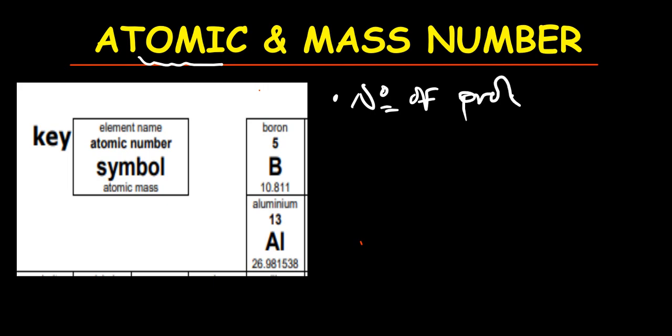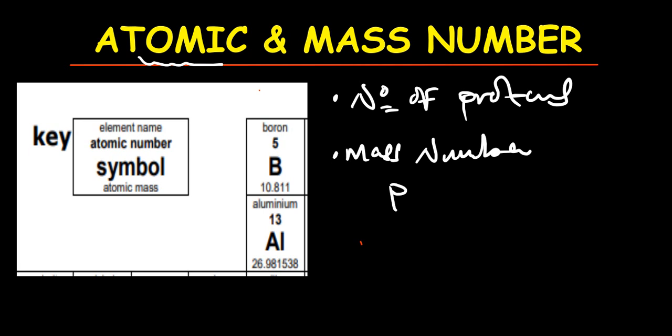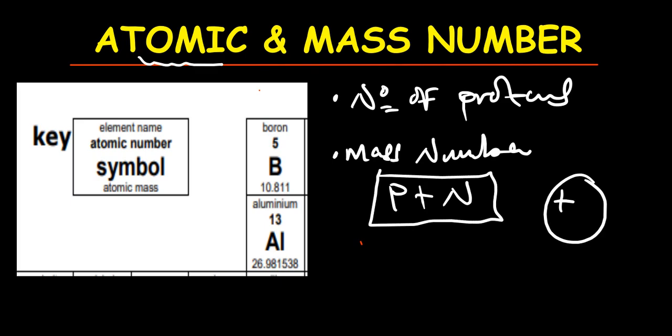And then the mass number is the number of protons plus the number of neutrons. So when you add those particles that we said were present in the nucleus, protons and neutrons, you add the number of protons to the number of neutrons, and you get what we call the mass number.